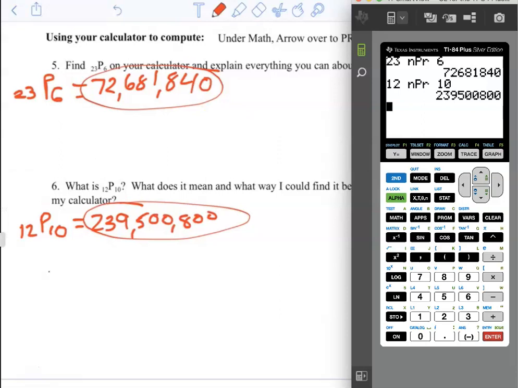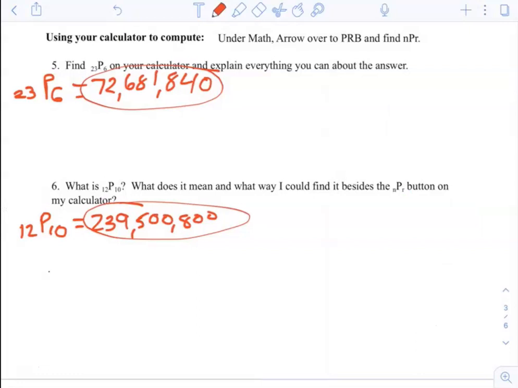Okay. Let me know as soon as you can if you can't figure out where your permutation button is, and I will help you figure that out. Okay? So let's do this part of the question too. Explain everything you can about the answer. Okay? So for this one, what it's saying is I have 23 objects.